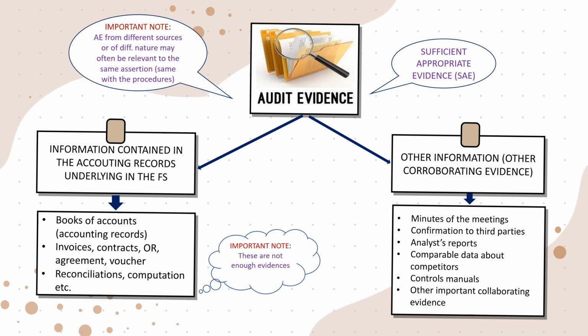And also the comparable data about the competitors. So doon mo makikita yung competition sa other entity. So also next is the control manuals or yung guidelines. And lastly, the other important corroborating evidence.